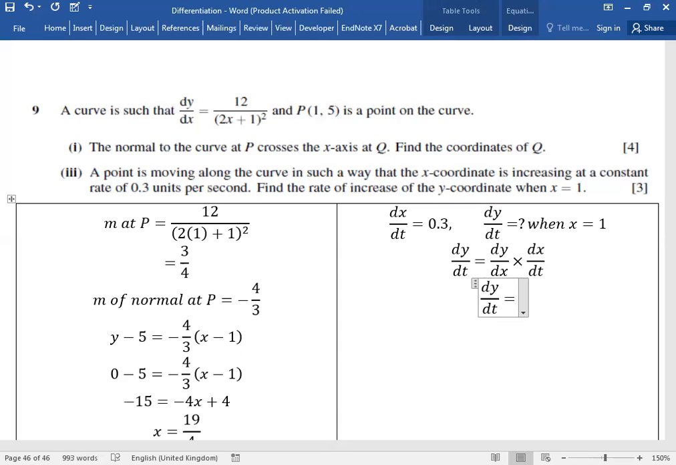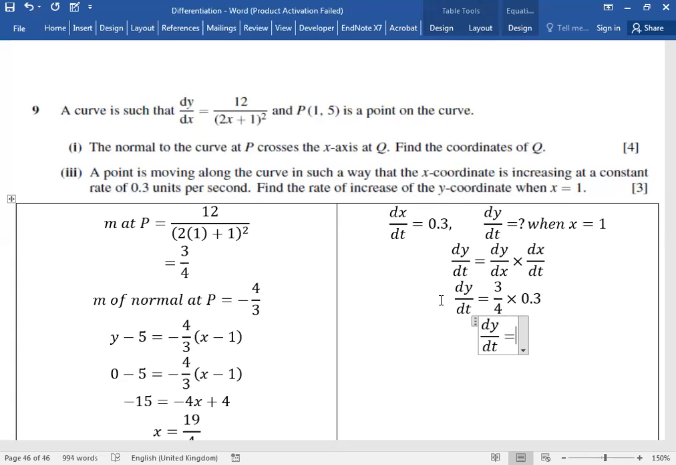कहीं से नहीं आ रहा है ऐसे गलती से. dy upon dx is, we already know dy upon dx. नहीं, x is equal to 1 पे ही मांग रहा है ना. Okay, so that is 3 over 4. Find at x is equal to 1. x की value 1 पे 3 over 4 था. dx upon dt is 0.3. So dy upon dt is 0.9 upon 4, which is 9 over 40.